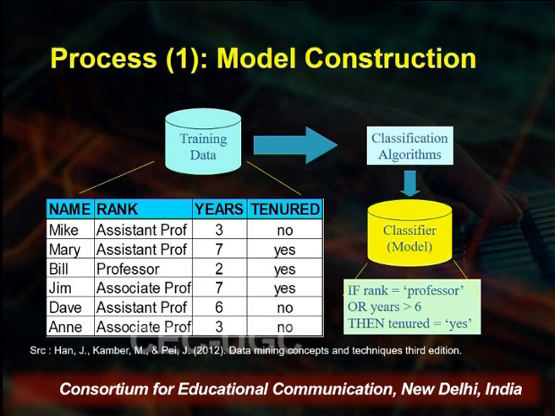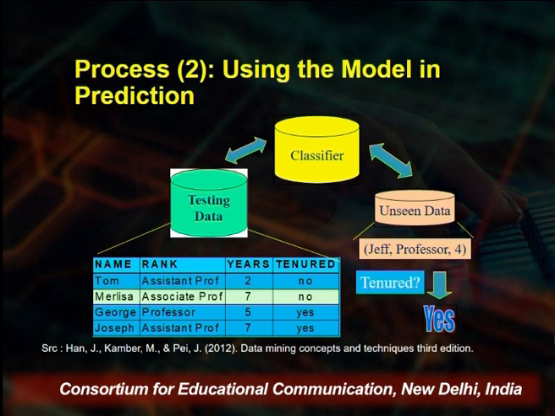So what is the classification model doing here? It is comparing the rank of the tuple and it is comparing the years. So if rank is professor and years are greater than 6, then it is put under the class tenured equal to yes. So this is how we use a particular training data set to train the model. After the model has been constructed and this particular rule has been clearly understood by the model, then we use this model for predicting.